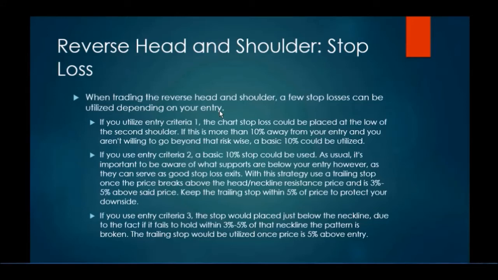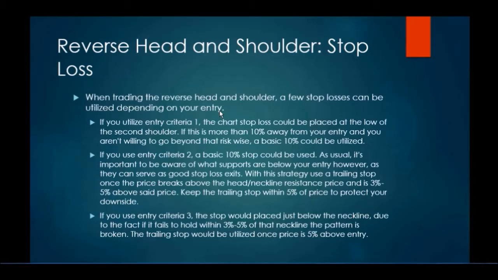Criteria 2, if you use entry criteria 2, a basic 10% stop would be used. That's when you enter off the reversal of the right shoulder. As usual, it's important to be aware of what supports are below your entry. Okay, everything's on a chart by chart basis. We want to know what supports are below our entry as they can serve as good stop loss exits. If you have a solid support 7% away from your price, go ahead and use that as your stop loss.